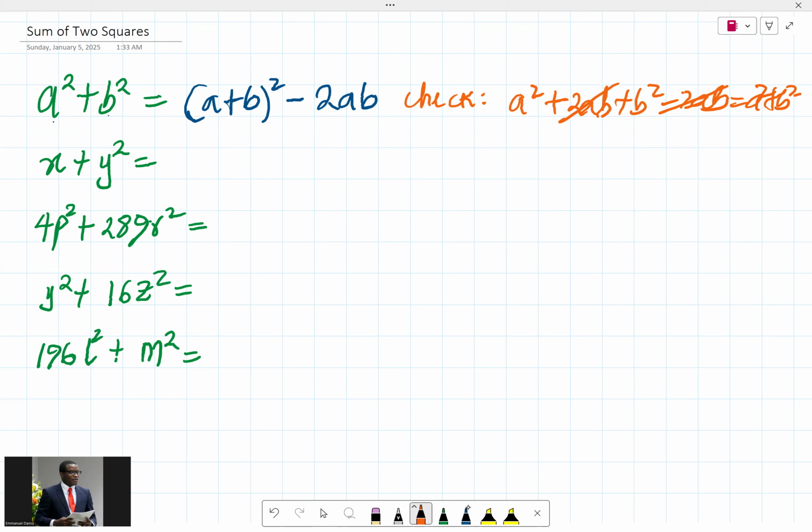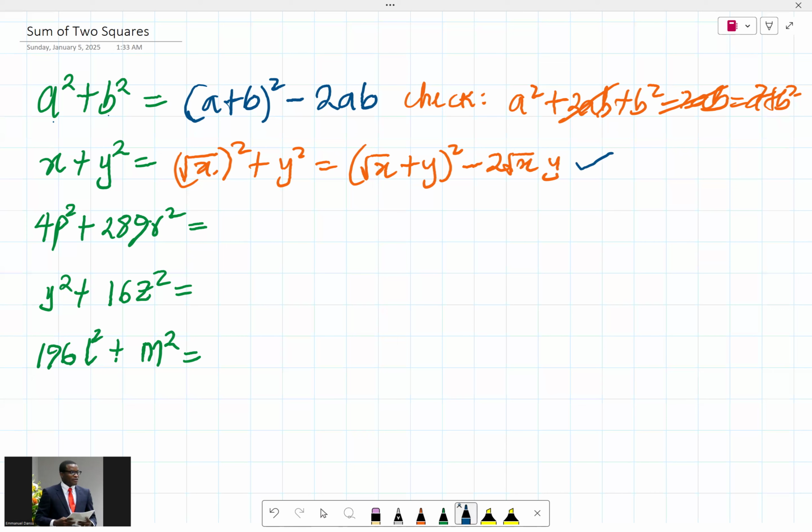So imagine that you have x plus y squared, and we're talking about sum of two squares. So it means we are assuming that x is actually a square. So if x is a square, that means we can express that as root x squared plus y squared. So if you want to write it in terms of what we have, that will simply be root x plus y all squared minus 2 root x times y outside like that. And then that is what we're going to have.